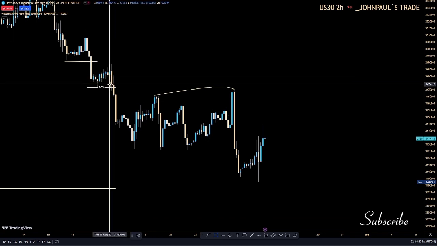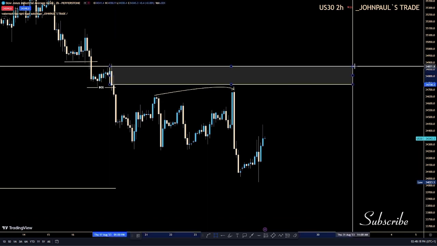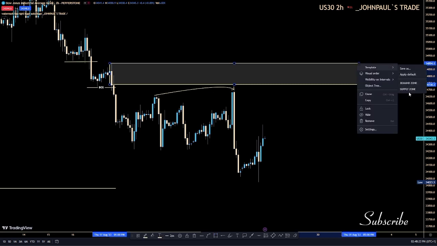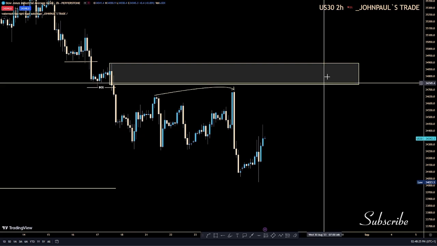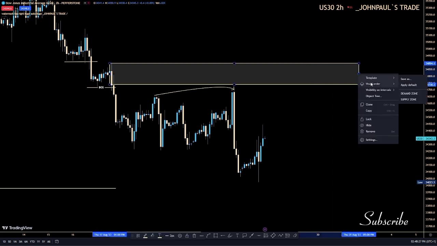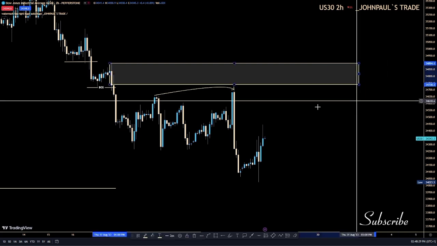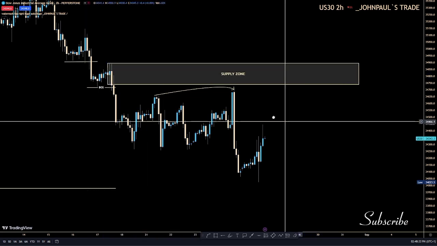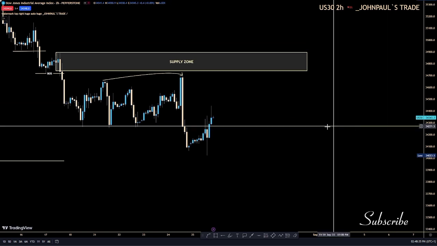I hope you guys are understanding me. This high now will be a liquidity for market to sell from this supply. Why is it going to sell from that supply? Because if it takes out this high, it will be like a fuel for market to move down. It will give the market more strength to move down.